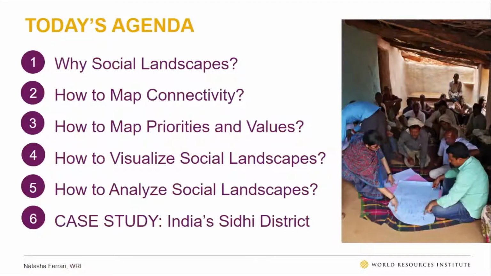So today's agenda, what we'll be discussing is why are we looking at social landscapes? How can we map connectivity? How can we map priorities and values? And how can we visualize those social landscapes? Fifthly, how to analyze social landscapes. And finally, we'll be hearing from our colleague in WRI India, talking about social network analysis in Sidhi district.